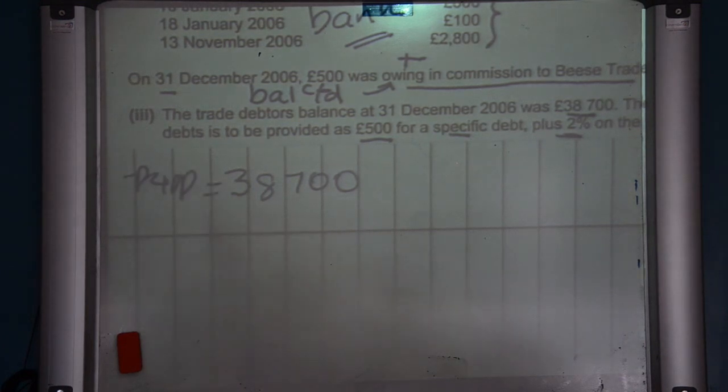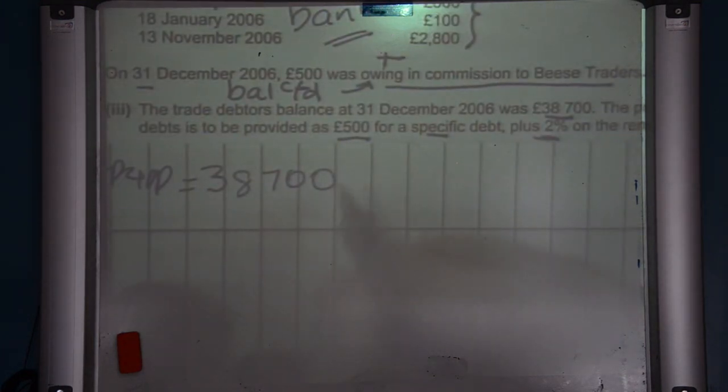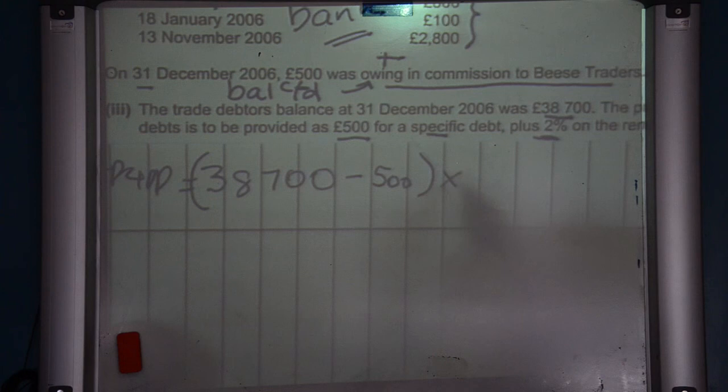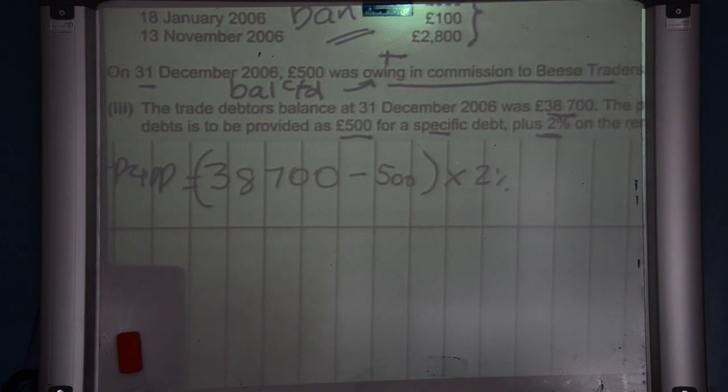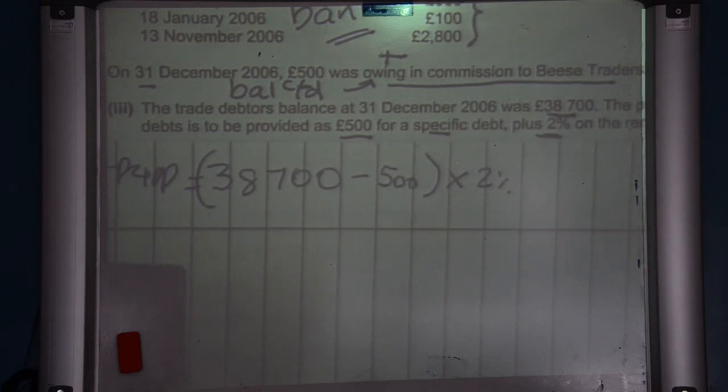So what we do is we take the 38,700, we're going to minus off the 500 because he's entirely doubtful on his own, and I'm going to find out 2% of that. Now, I'll do that on the calculator. So I've got 38,700. I'm going to minus off the 500 specific debt, and I get an answer of 38,200. Then I'm going to times it by 0.02, because that's the percent that I need, and I get 764.